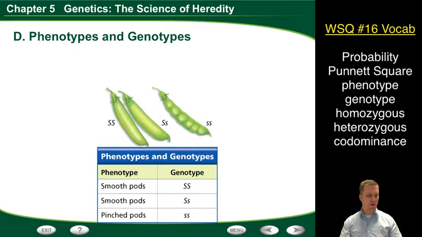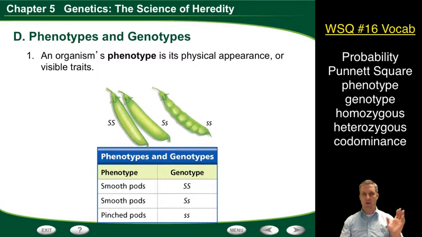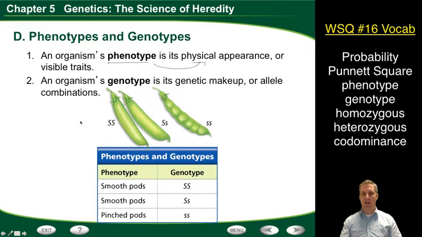That brings us to one of our big objectives: what's a phenotype, what's a genotype? I've already used this terminology for you. It's real simple. An organism's phenotype is its physical appearance, its visible traits. Your eye color, what color your eyes are, is your visible physical appearance. That's your phenotype. An organism's genotype is its genetic makeup.